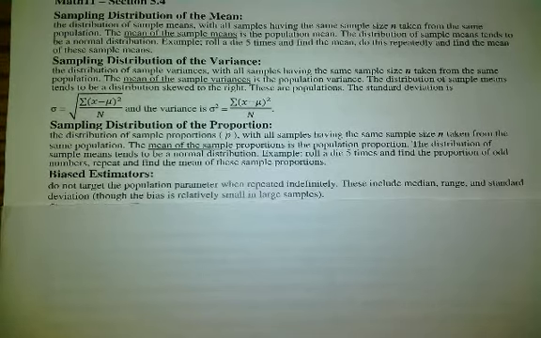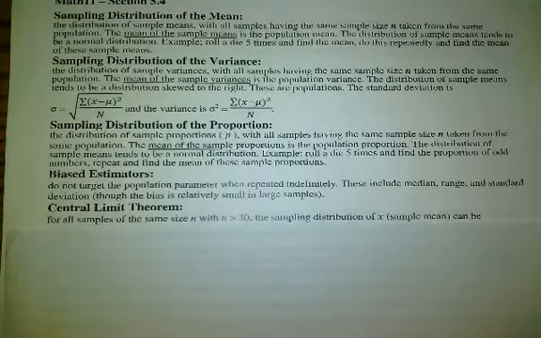Now, not everything works this way. When they do not target the population parameter when repeated indefinitely, such as median, range, and standard deviation, though the bias is less than in some of the other ones for large samples, that means then it doesn't match. It's going to be a little bit too small or a little bit too big when we do the mean of these other parameters. And so we would call them biased estimators.